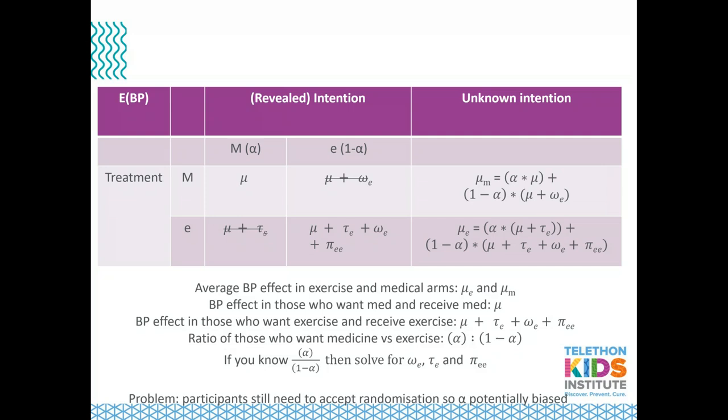The problem with this design is still everyone has to agree to accept randomization because they don't know if they're going to be assigned to the random treatment group or the choice group. And so again, you may effectively eliminate from the trial people who have a strong preference for one treatment or another.